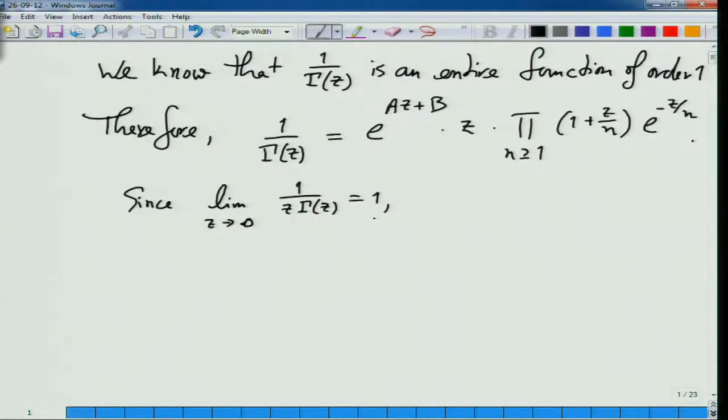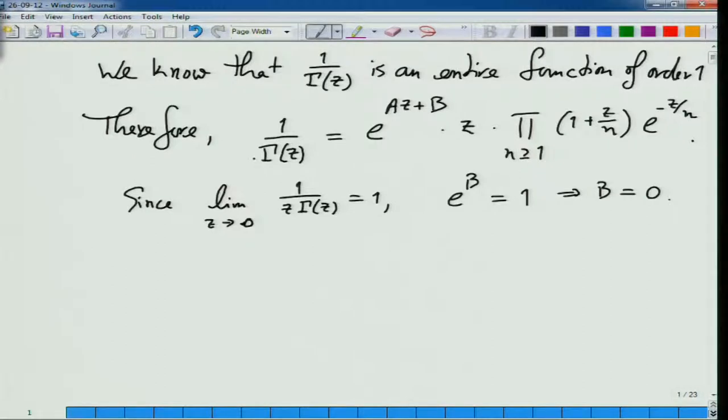And we plug this into this expression, what do you get? When z is 0, this whole product is 1, everything here is 1. At z equals 0, e to the a z vanishes. So, you get e to the b equals 1. This implies that b is 0. So, that takes care of one constant. What about the other constant? One over z gamma z is 1. So, you take this z here down here and then take the limit.